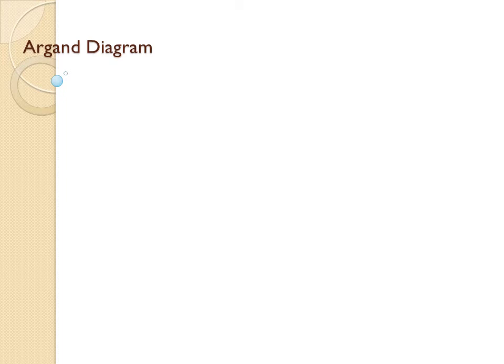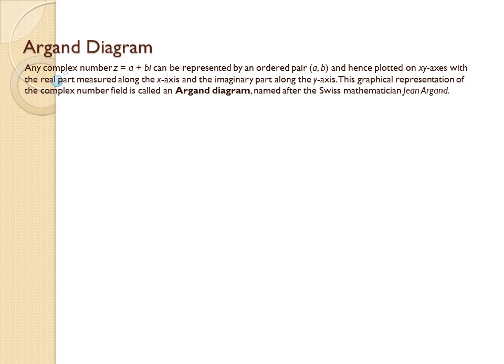The Argand diagram is the pictorial or graphical representation of a complex number. Any complex number z equal to a plus ib can be represented by an ordered pair (a, b) and hence plotted on the xy axis, with the real part measured along the x-axis and the imaginary part put on the y-axis. So the graphical representation of the complex number field is called the Argand diagram, and this representation was invented by a Swiss mathematician, Jean Argand. So with his name, this diagram is called the Argand diagram.